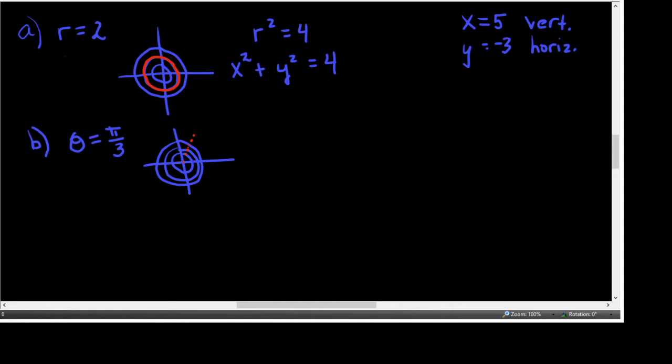So with pi over 3, -1 for r would be here. -2 for r would be here. And again, looks like we're lining up. So the equation theta equals a number is a line that passes through the pole at the angle given. Okay? So let's convert this to rectangular coordinates to kind of confirm.